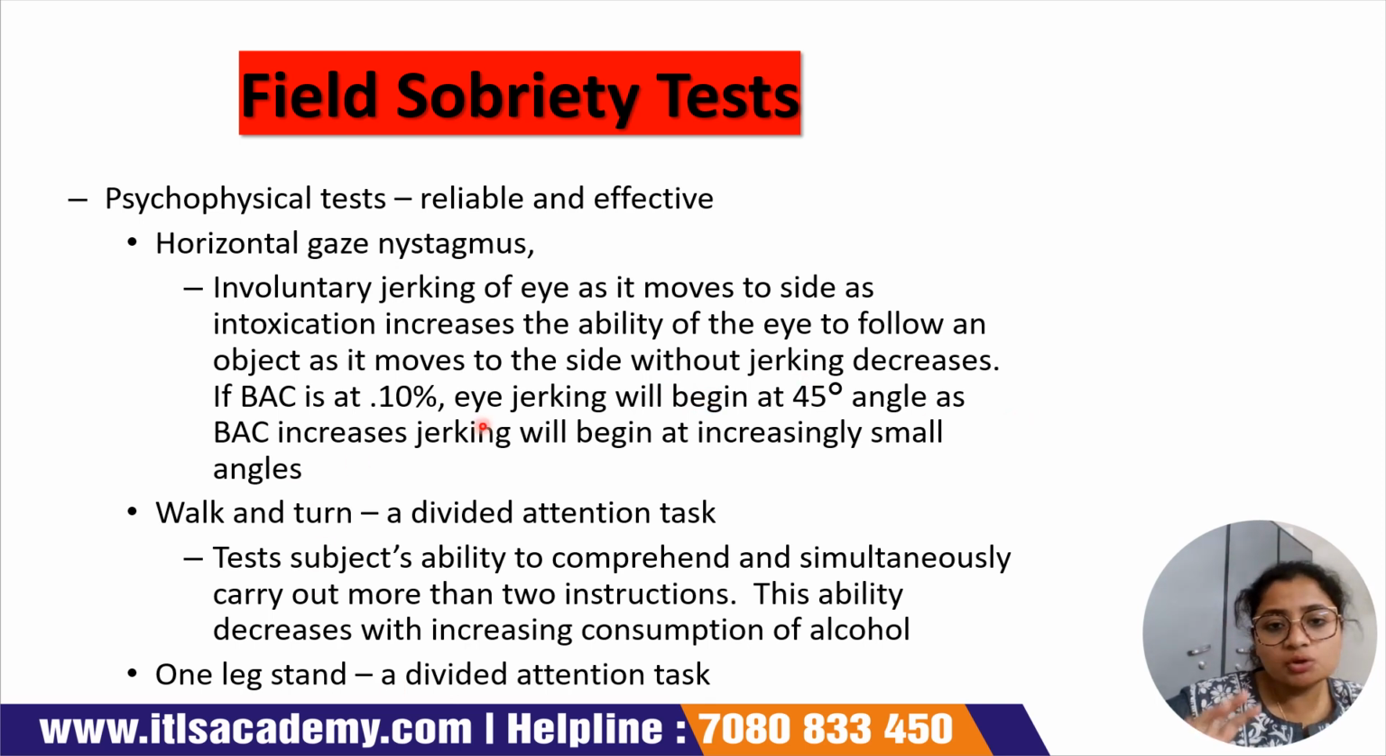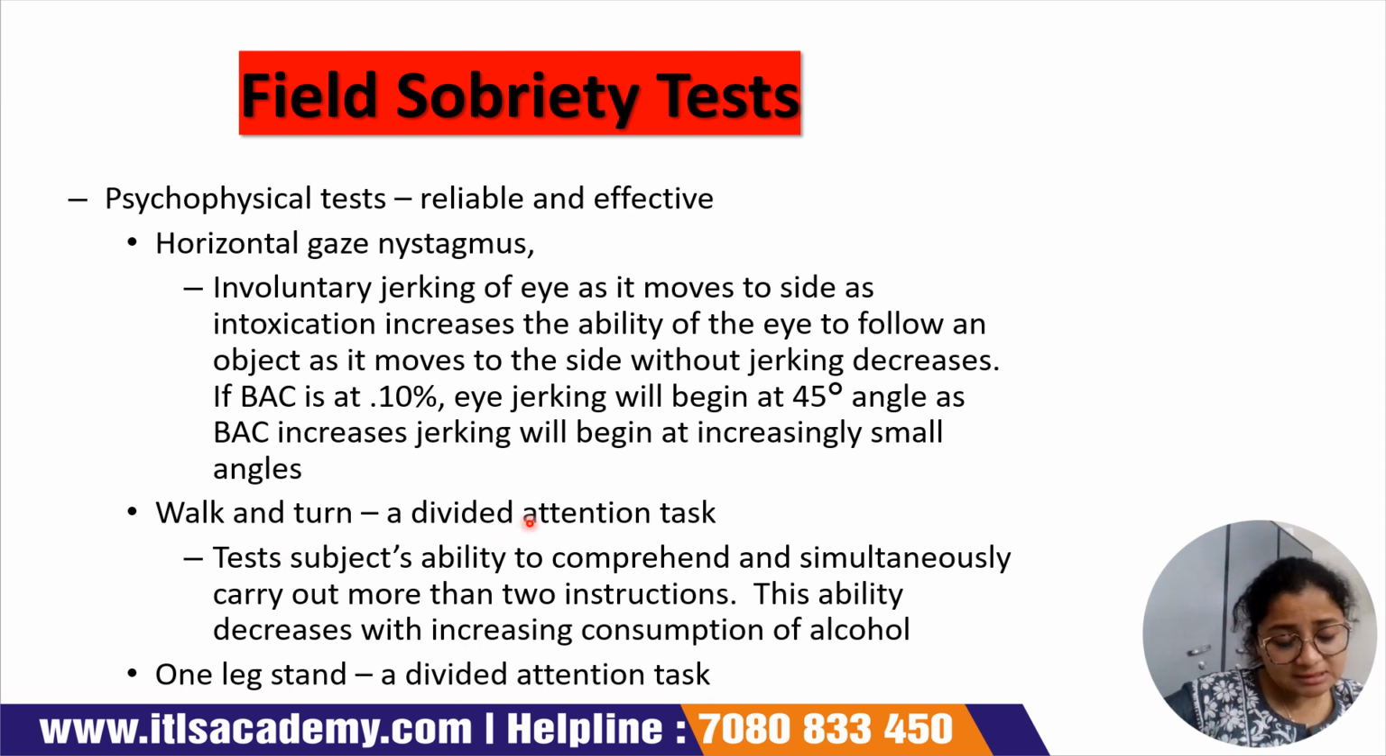If BAC, the total maximum alcohol content in the blood, is at 0.1%, then eye jerking will begin at a 45-degree angle. As BAC increases, jerking will begin at increasingly smaller angles. So basically it's a measurement that if BAC is this much, then jerking will begin at this much angle. So that is about the nystagmus test.